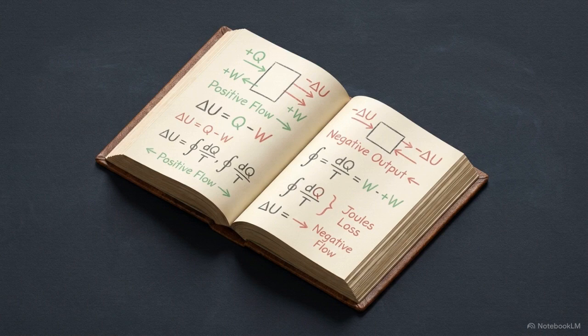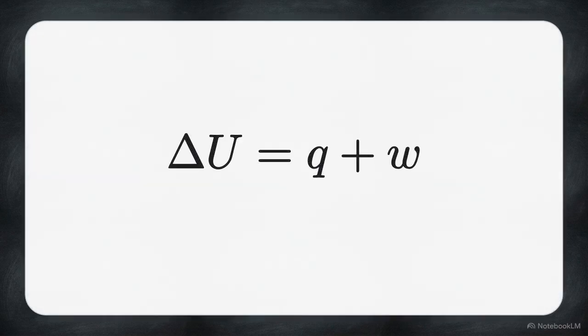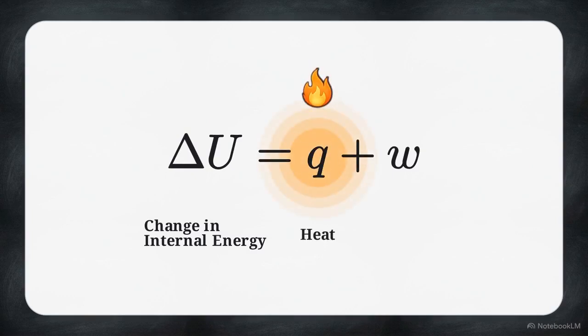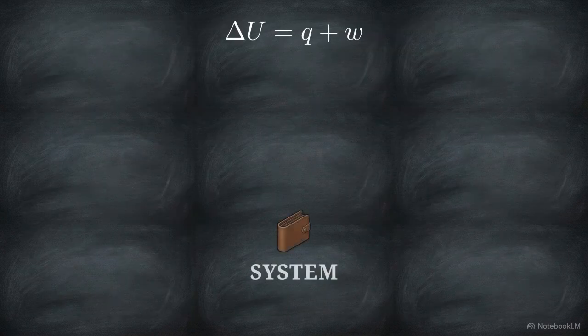Setting strict boundaries and defining exactly how we travel between states is the only way to accurately track energy transfers without making critical accounting errors. The first law of thermodynamics states that energy cannot be created or destroyed. We track this using internal energy, or delta U, which is the sum of the heat added and the work done. This graphic represents our system as a wallet.